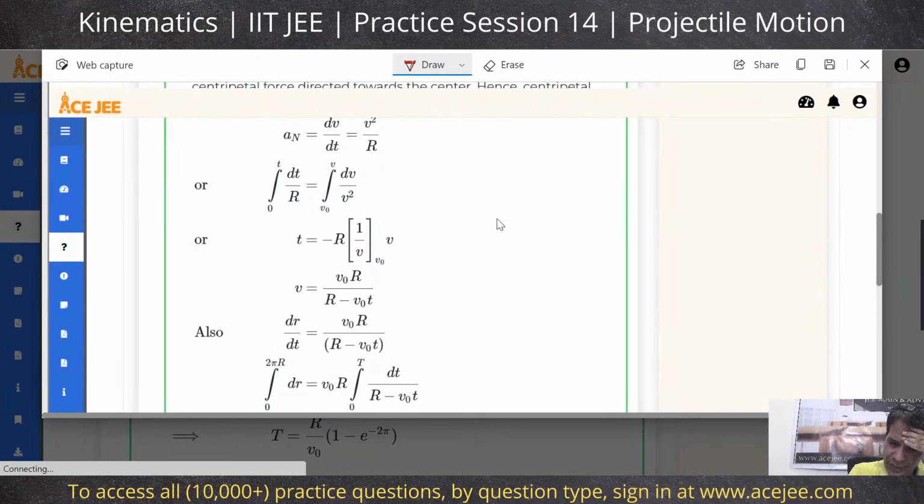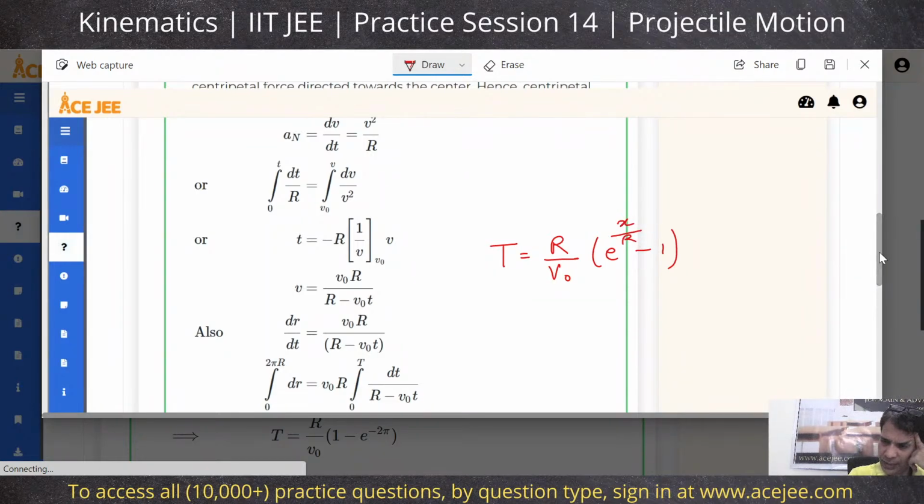The expression that we were writing, the expression that we got, was t is equal to r by v0 times e to the power 2 pi minus 1. And if we were talking about here, this is essentially 2 pi, the distance, divided by r. Or rather, I should say not 2 pi distance, but rather distance x by r. This is the expression we are getting.